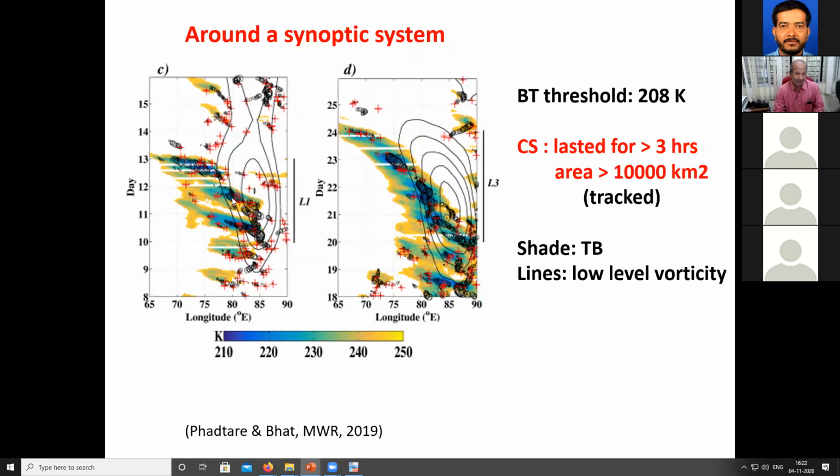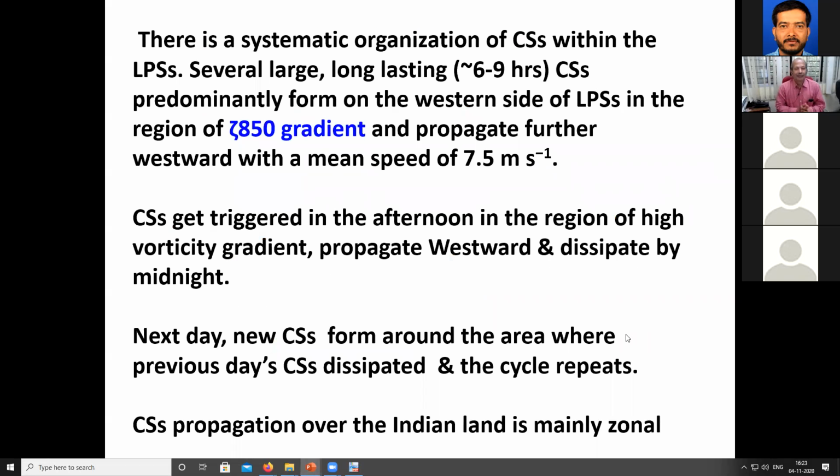Once they form, they propagate rather fast. In fact, they move about 8 meters per second. They move away from the sun. If you closely watch, this is midnight and this is midday. Around the afternoon the activity starts, they propagate west, and they dissipate here by midnight. The next day, where they were left over, somewhere there, again new activity starts, and they propagate west and dissipate like this. That's what happens. Now when you try to summarize what we observe, there is a systematic organization of cloud systems within the LPSs.